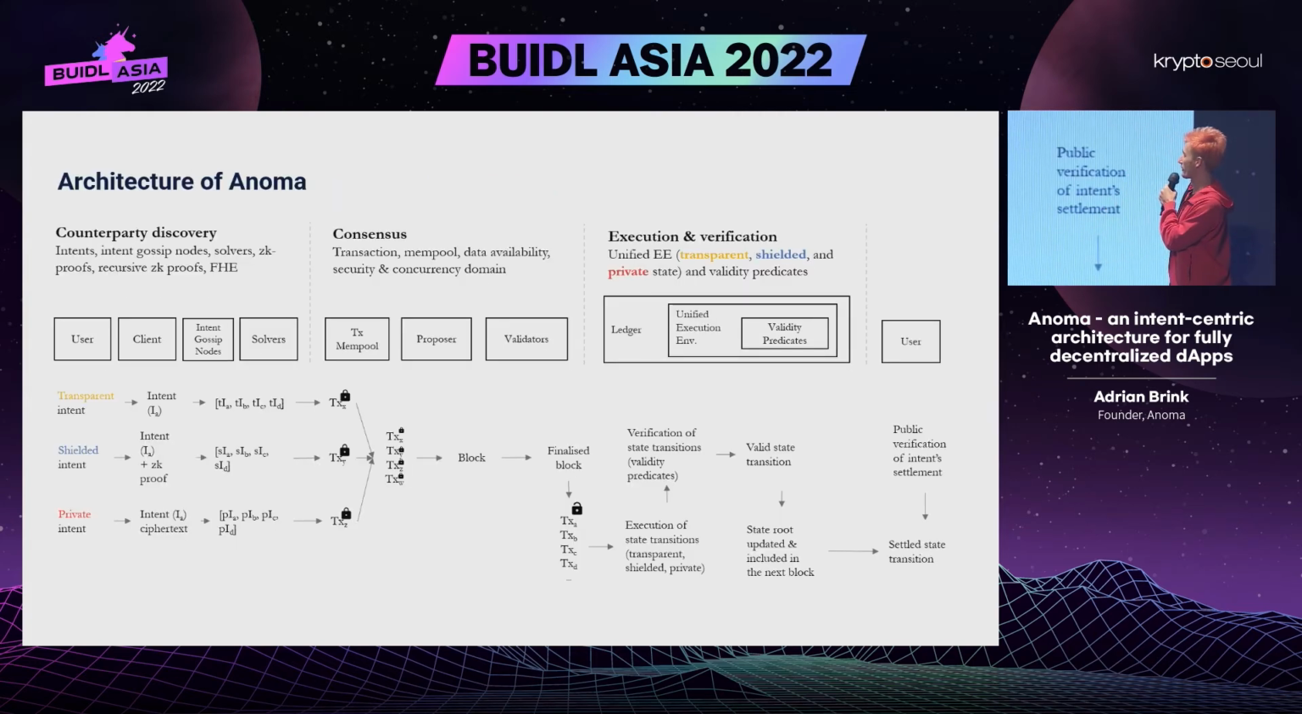I won't go through all of this, but very briefly, this is the high-level overview of the architecture of Anoma. On the far left, you have counterparty discovery. Counterparty discovery is effectively users have intents. Those could be transparent, shielded, or private. Then the client generates some intent. This may involve the generation of a bunch of zero-knowledge proofs, or even the use of fully homomorphic encryption, but that's still further out. Then they submit these intents to the intent gossip network.